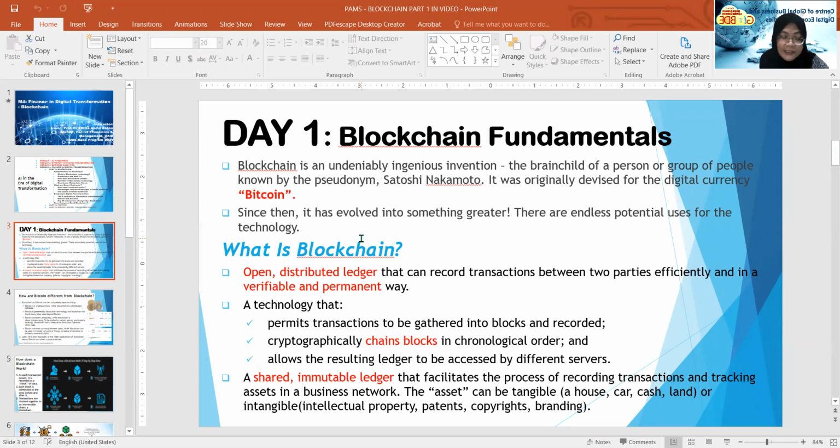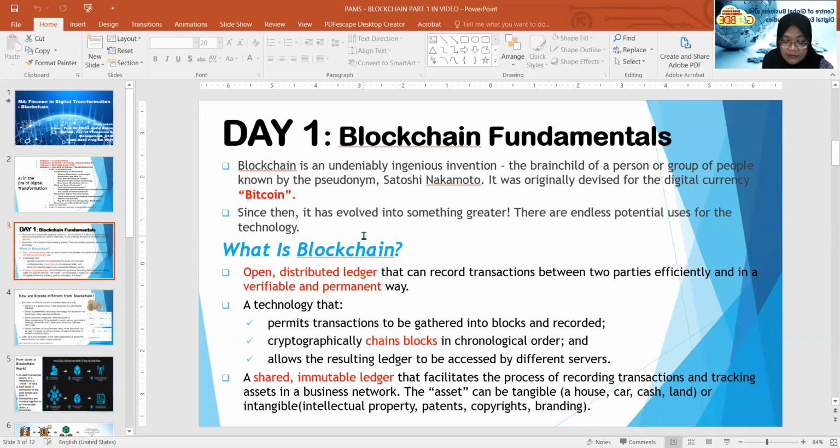Blockchain is an undeniably ingenious invention. It is the brainchild of a person or a group of people known by the pseudonym of Satoshi Nakamoto. It was originally devised for digital currency, Bitcoin. Since Bitcoin, blockchain has evolved into something greater. There are endless potential users for the technology.